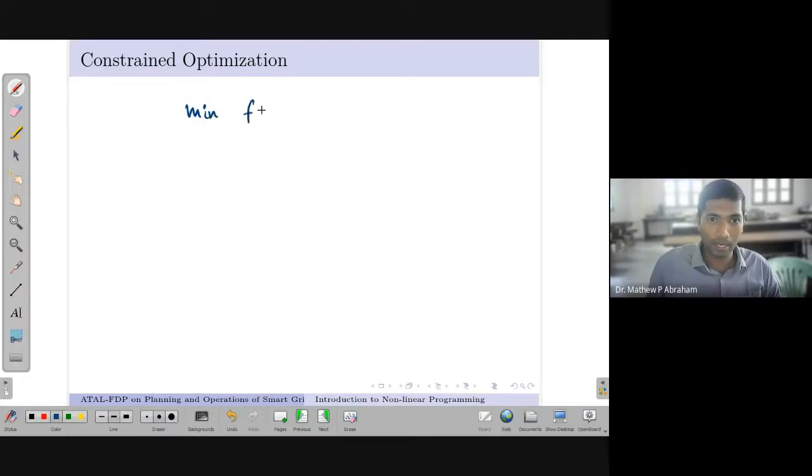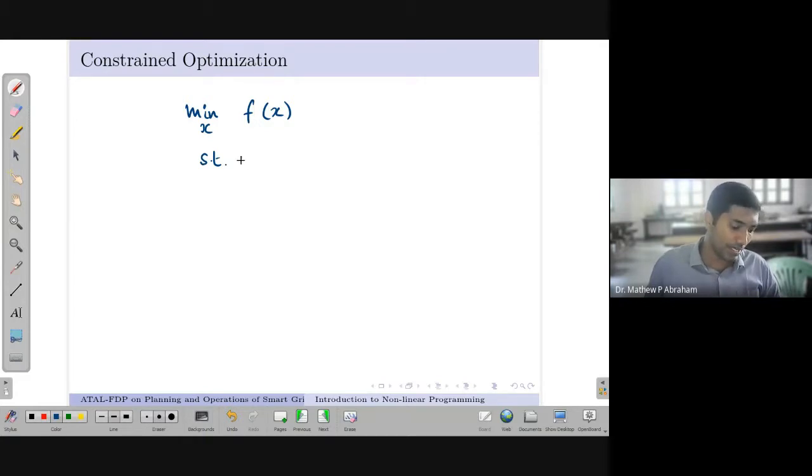We have minimized the objective function f of x, x being the decision variable. Now we have the constraints. So I'll try to elaborate the constraints. Previously I have written small x belongs to capital X, which is the constraint set. Now I'll try to elaborate what that constraint is.